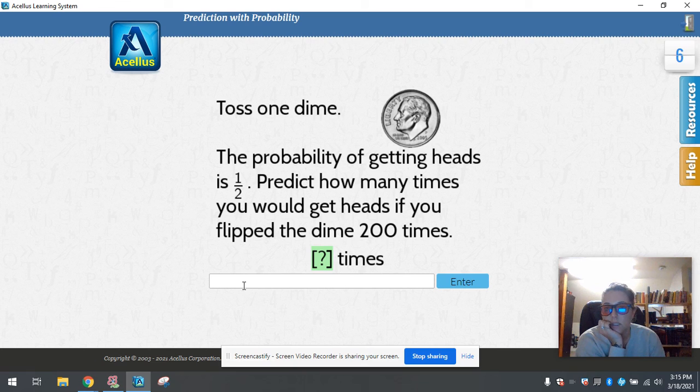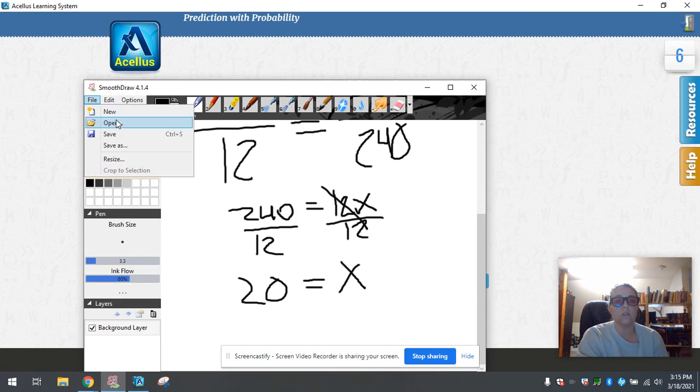Okay, toss 1 dime. The probability of getting heads is 1 out of 2, because there's 2 sides to that dime, heads or tails. Two options. Tails is one of my options, or heads is one of my options. Predict how many times you would get heads if you flipped 200 times. I'll set up my proportional equation.